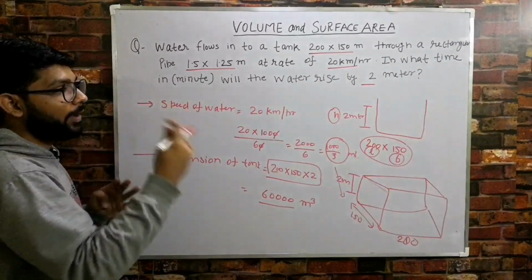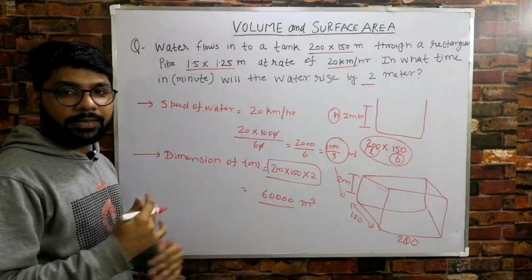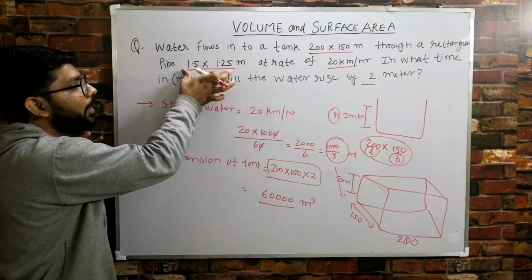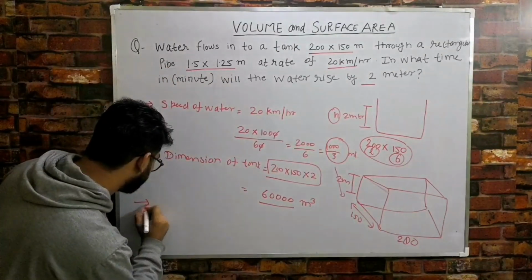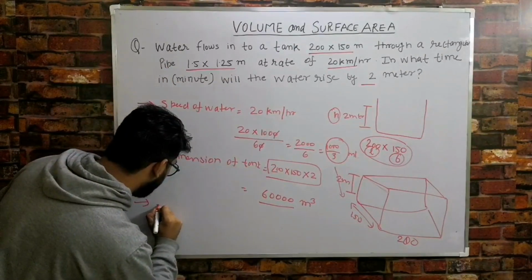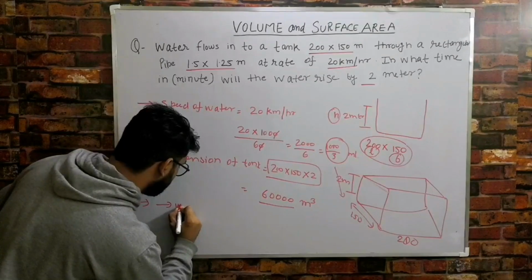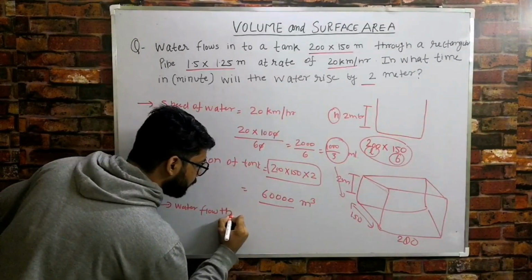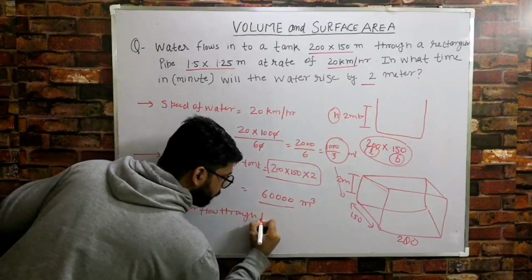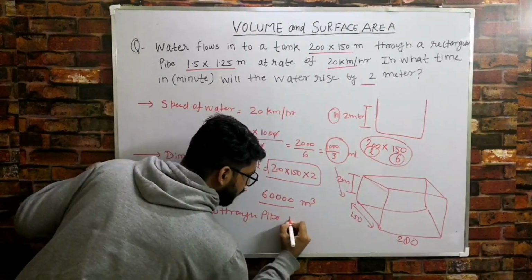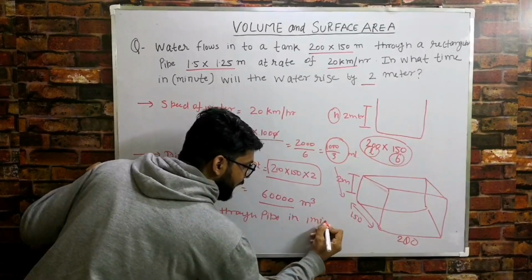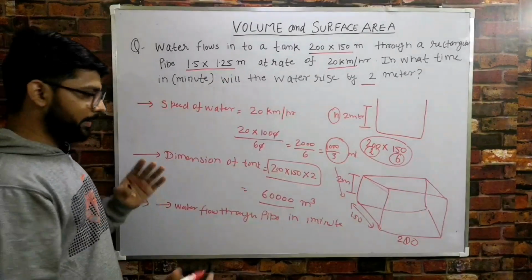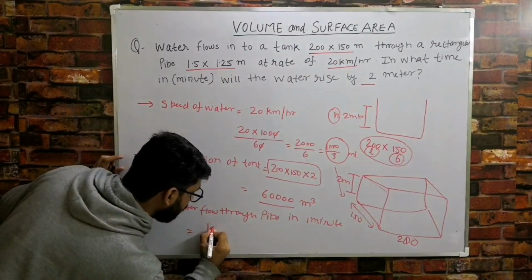Now we will find out 1 minute ke andar कितना पानी इस रेक्टेंगुलर पाइप से जाएगा, क्योंकि हमारे पास स्पीड भी है और पाइप का हमारे पास मेजरमेंट भी है. So we will find out the water flow through pipe in 1 minute. सबसे पहले हम 1 minute में निकालेंगे, 1 minute में जो रेक्टेंगुलर पाइप है उससे कितना पानी जाएगा.